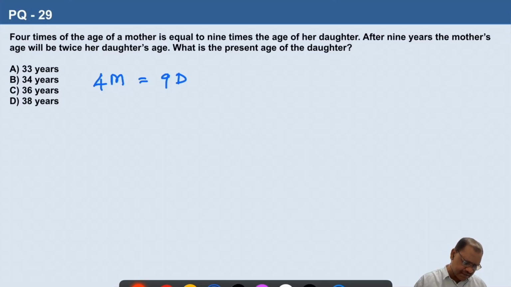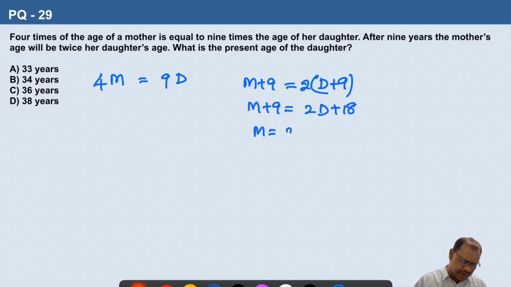After 9 years, mother and daughter, plus 9 to both of them. Mother's age will be twice her daughter's age. Twice means 2 times. So what is the present age of the daughter? D value we have to find out. So M plus 9 is equal to 2D plus 18. M is equal to 2D plus 18 minus 9, that is 2D plus 9.